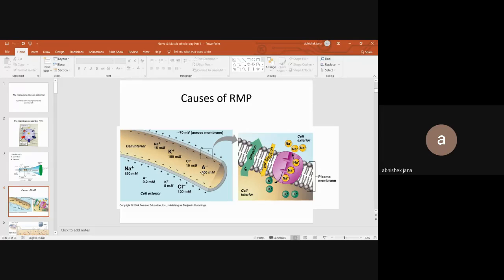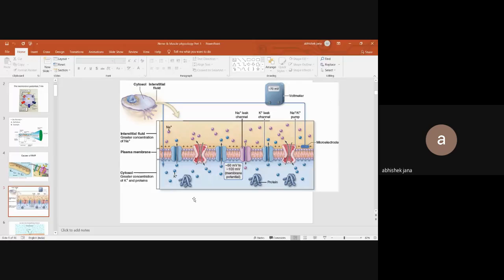They have some sort of channels, channel proteins. Sodium channels, potassium channels, and chloride channels are there, particular channels which are called leak channels. Just take a look at this part. So here are the sodium channels, these are potassium channels, these are called leak channels. Basically, these two channels are found, chloride channels are very few. Now, in the membrane, the potassium leak channels are more compared to the sodium leak channels. Potassium leak channels are more.